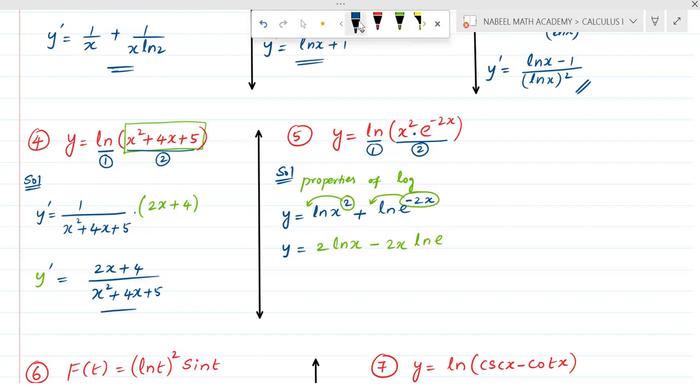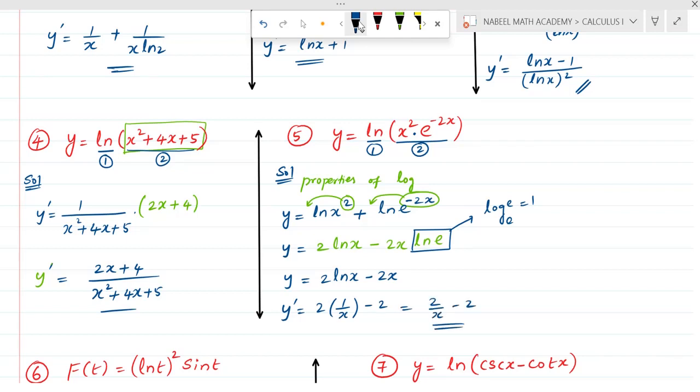You can further simplify this part, since ln e is nothing but what? ln e is base e, therefore e base e is 1. So the final value is equal to 2 ln x minus 2x. This is the simplified form using the property. We are not differentiating so far. Thereafter we have to differentiate: y prime equals 2 over x minus 2 is the final answer.